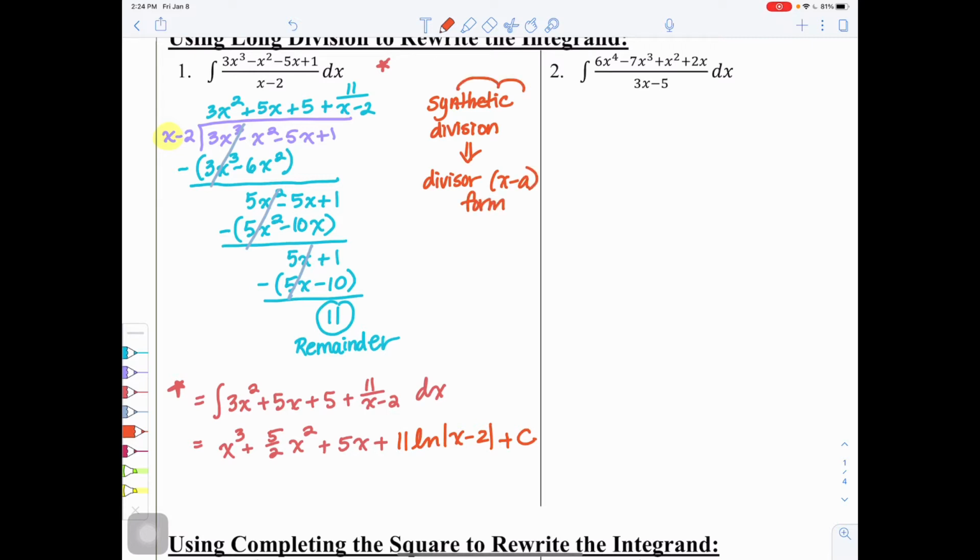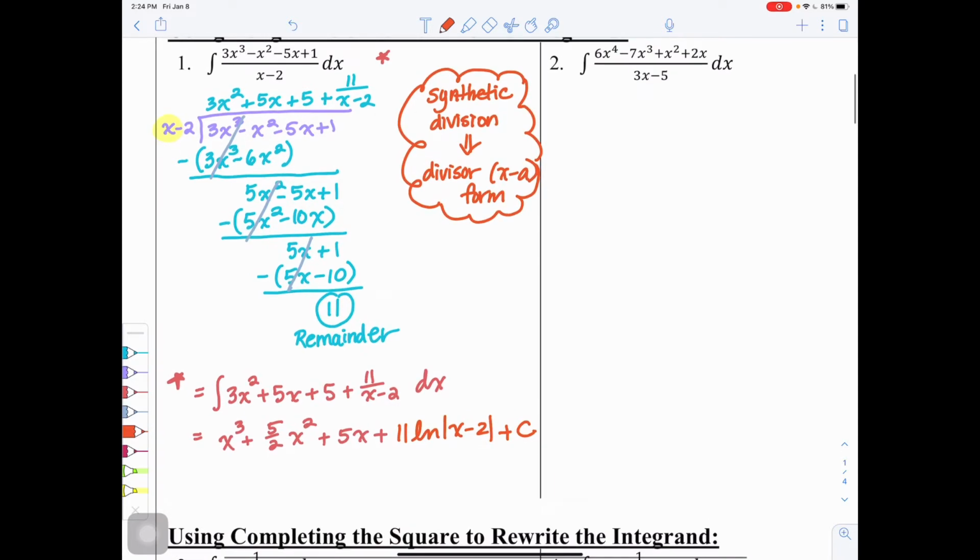And that is the only time you can use synthetic division, when you have a divisor x minus a. So we have x minus 2. Let me remind you how to use synthetic division. Whatever your x minus 2, so x minus 2 is our divisor, and 2 goes in the box. So a is equal to 2.